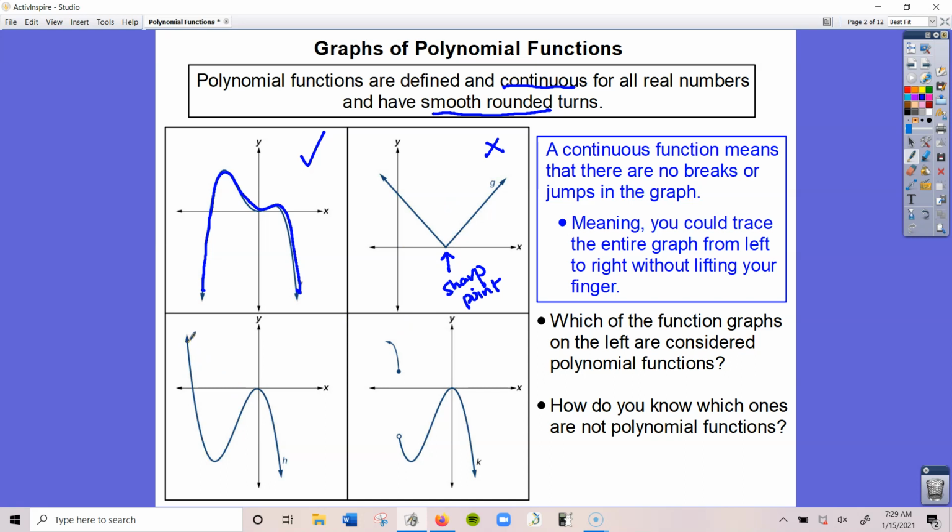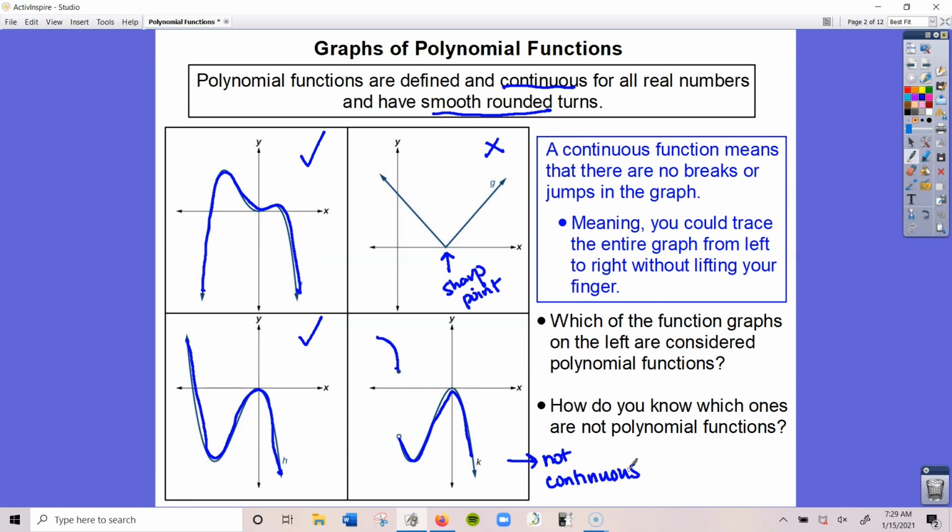When we look at this one down here, again, I could trace this without lifting my pen. It's smooth, rounded curves. So this would be considered a polynomial function. This last one here, if I were to try tracing it, I would have to lift my pen in order to continue. So this would not be considered a polynomial function because it is not continuous.